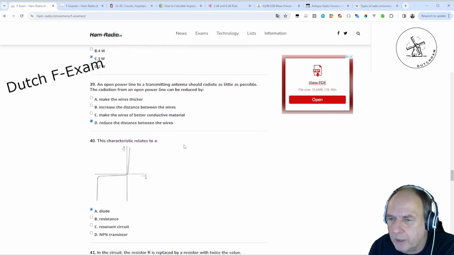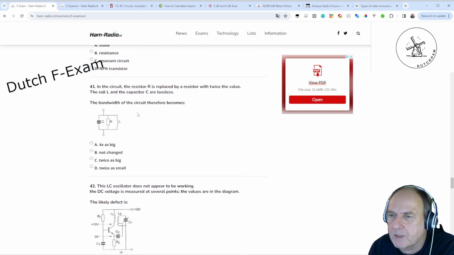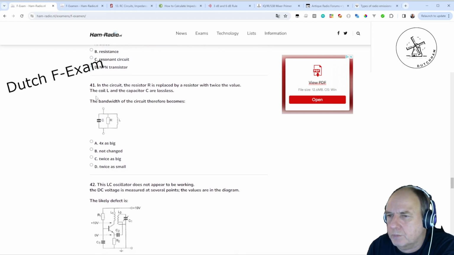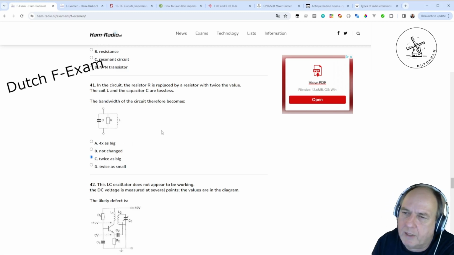And here's 41. The value becomes twice as big, so it has less effect on the resonant part. So I'll say it becomes twice as big.